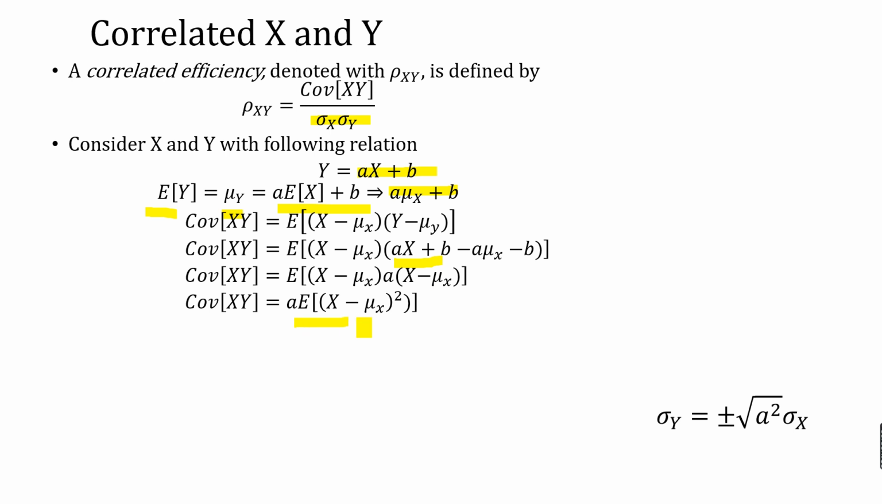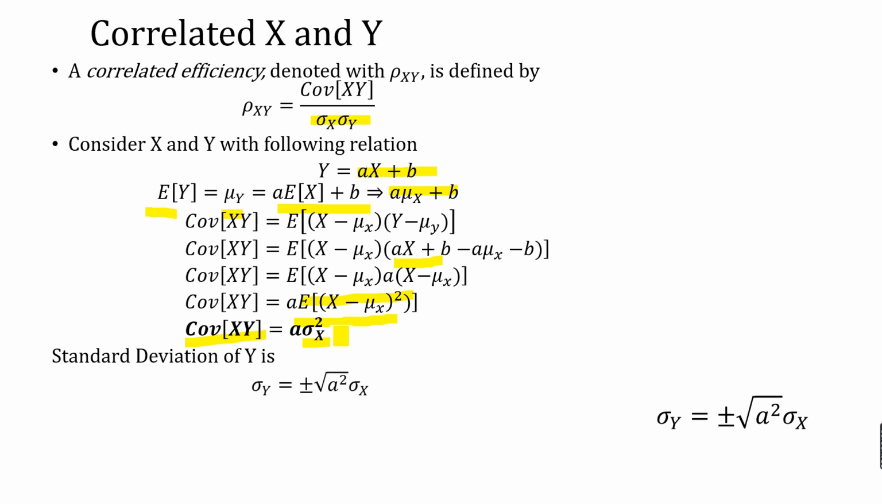So it can also be written as the variance of x. That is the definition of variance of x here. The variance of x can be denoted as E of (x minus mu x) whole square. So this is nothing but the variance of x. The covariance of x and y, if x and y are defined with this relation, can be written as a into the variance of x.